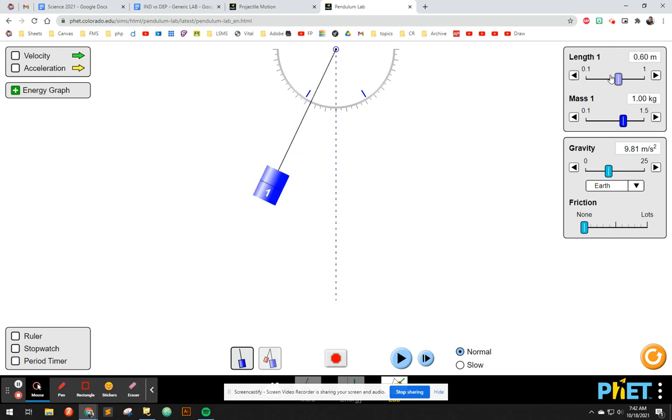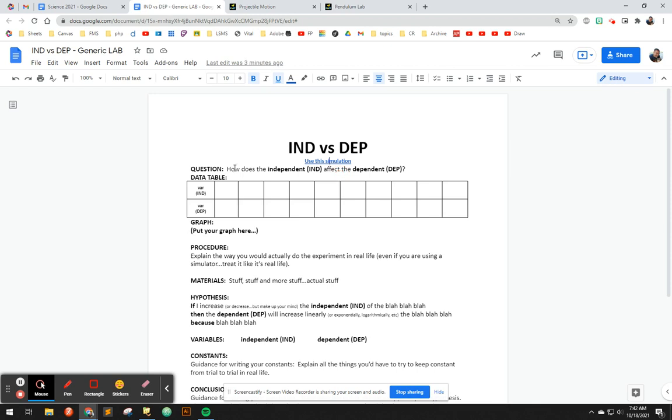Or you could leave the length alone and instead change the mass. Find out, how does the mass of a pendulum affect the time it takes to get back and forth, which is called a period. So how does the mass affect the period? All right, now I'm already giving away some questions because you could use that. You could actually write that. How does the mass of a pendulum affect the period? Done. You've got your question.